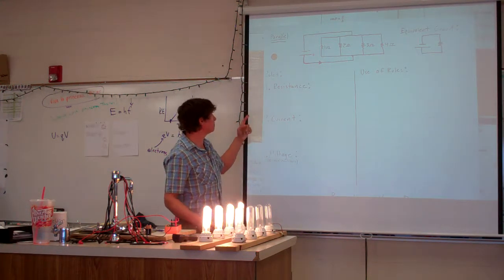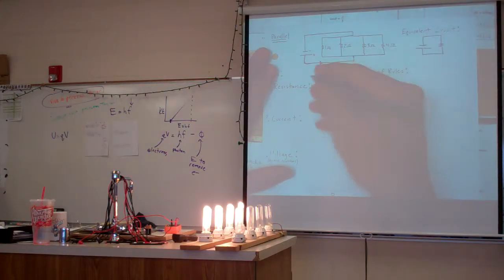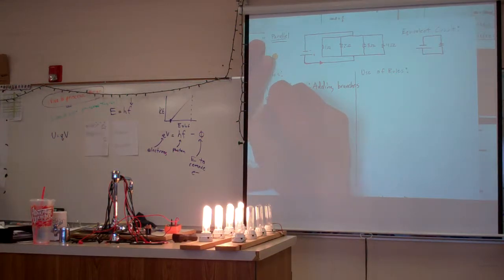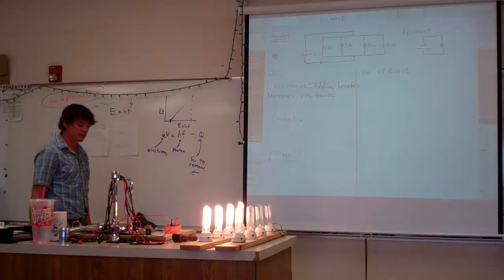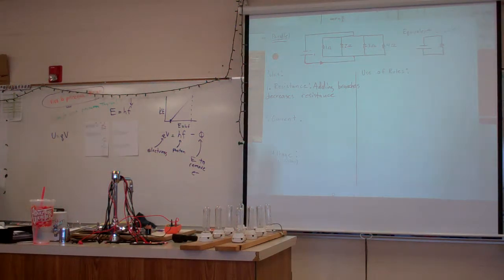Okay, so the resistance of the circuit is kind of confusing. Adding branches decreases resistance. Okay, and when I say that, I mean the overall resistance of the whole circuit. Okay, so don't put this on your paper, but if I go over here and I add a branch like that, my overall resistance actually went down for the circuit. Okay, and even more current's going to flow.